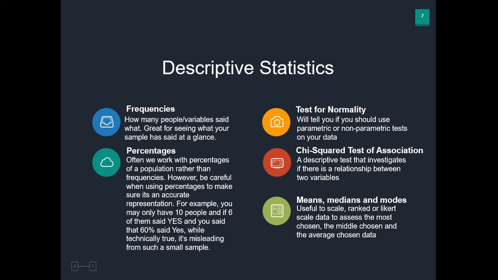So, for example, are males more likely to do X compared to females who might do Y? So you're looking at two variables there, an independent and a dependent variable.